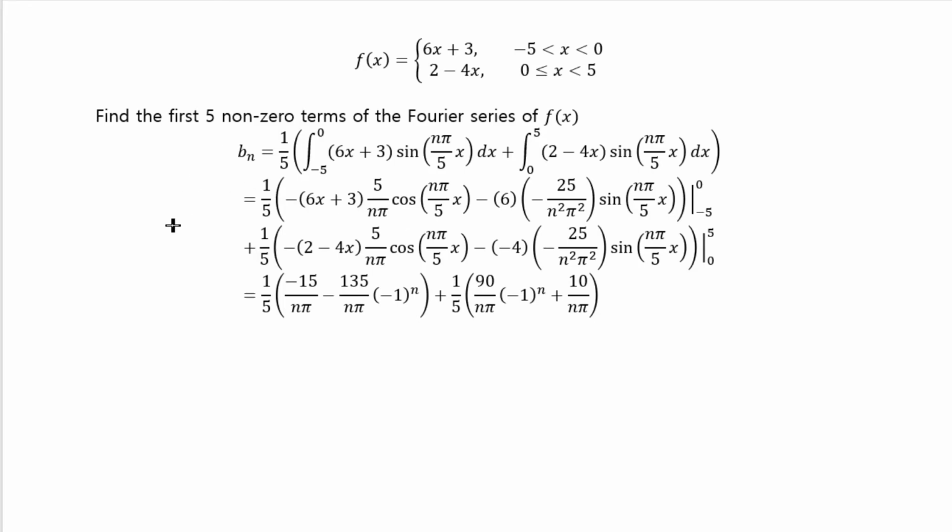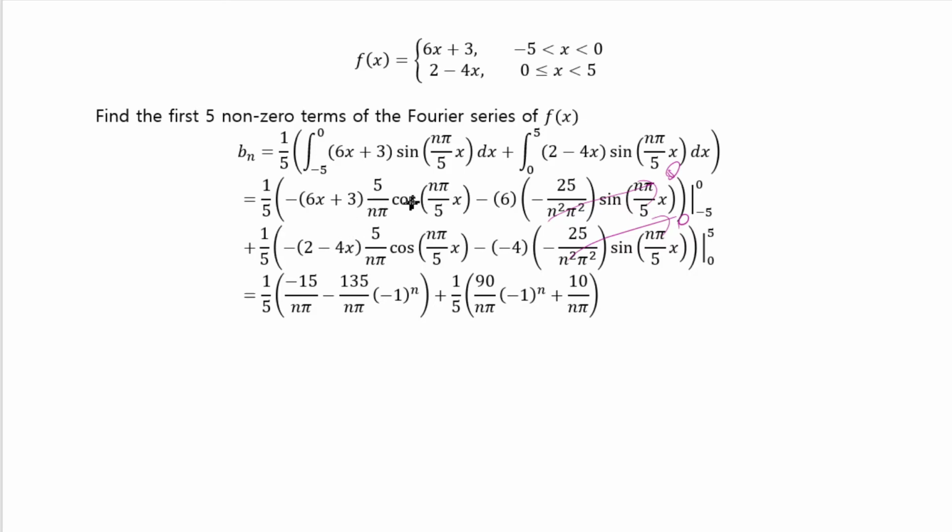You have to remember that cosine n pi or cosine negative n pi, they both give you negative 1 to the nth power. Whereas if you plug into sine of 0 or sine n pi, they both give you 0. So these two really don't give you any terms, so just ignore these. When you plug in 0 and negative 5 over 5, they both give you 0. So the only non-zero parts are created by these two things, the cosine ones.